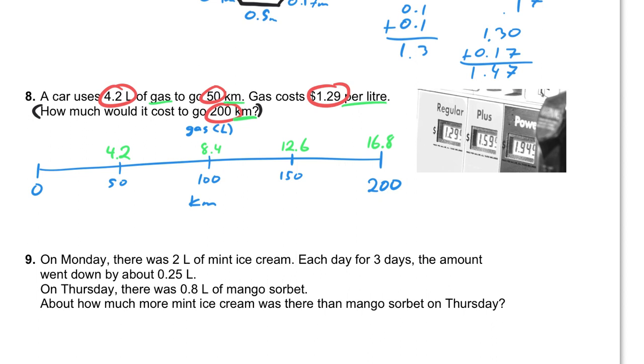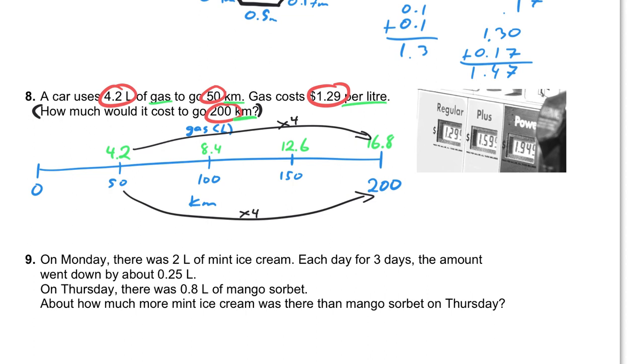All right. So how much would it cost to go 200 kilometers? Does this make sense? Well, since 50 times 4 would give us 200, if we multiply this by 4, we get to 200. So then we should have 4 times as much gas as well, right? If we multiply this by 4, 4 times 4 would give us 16, and a little bit more than that would be 16.8. So we've done a bunch of math already.